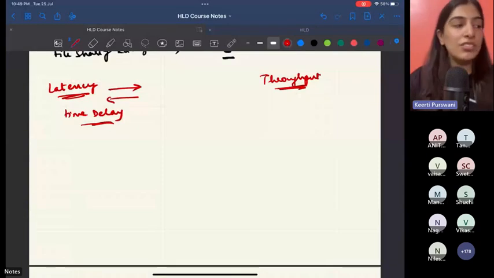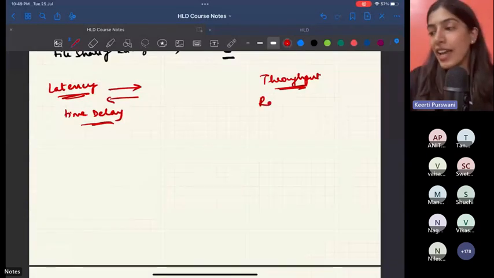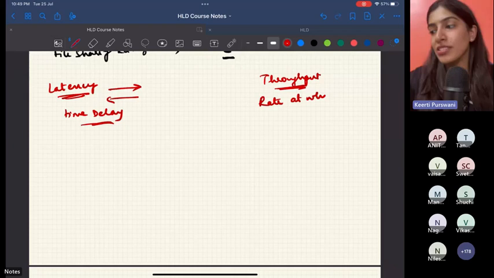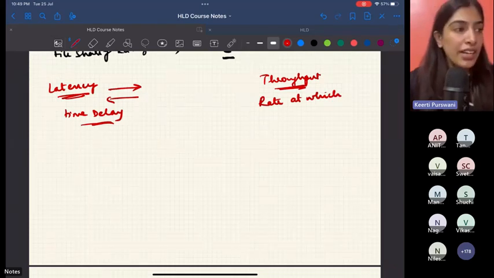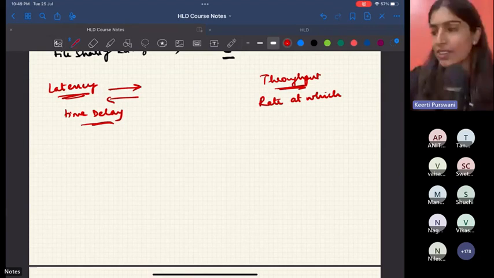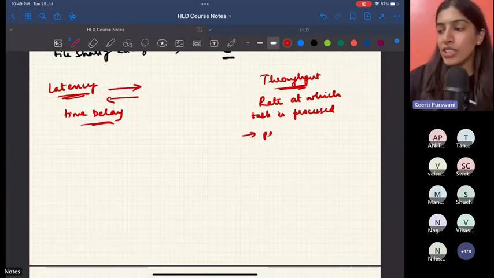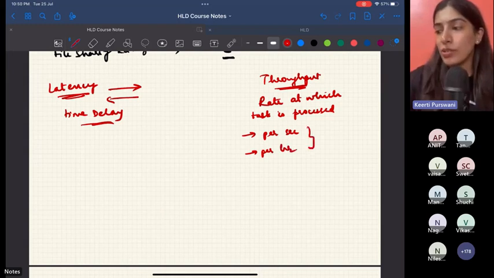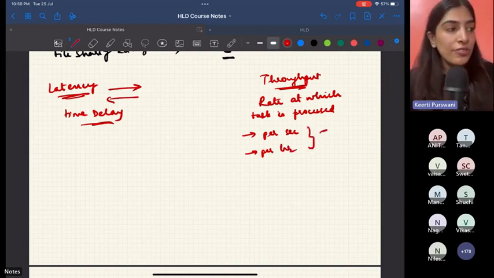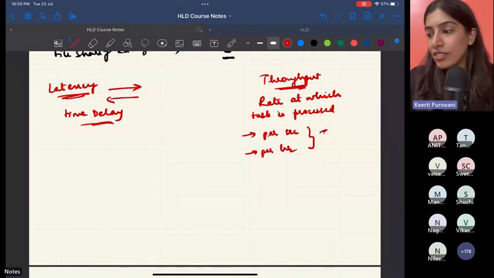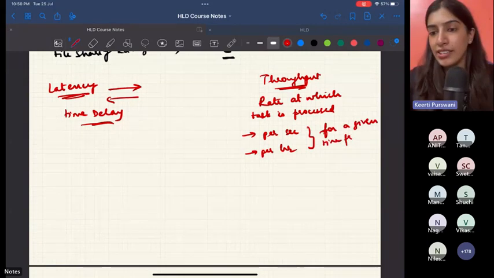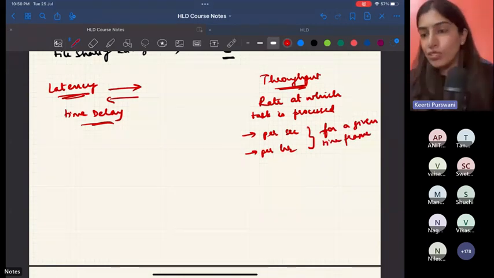I can see most of you already know this. So throughput is what? This is the rate at which the transfer happens. It can be data or tasks or basically anything, the rate at which tasks are processed. This will be in terms of say per second or per minute or per hour. Basically, this will be in terms of time. So per unit of time, what is happening? It will be for a given time frame. Everyone understands this, right? Latency and throughput.